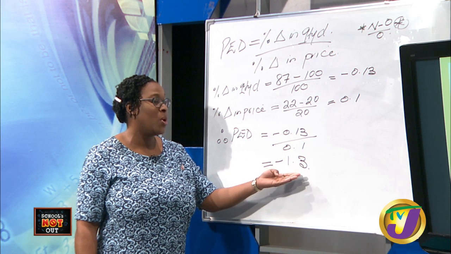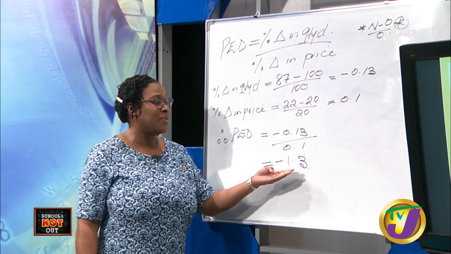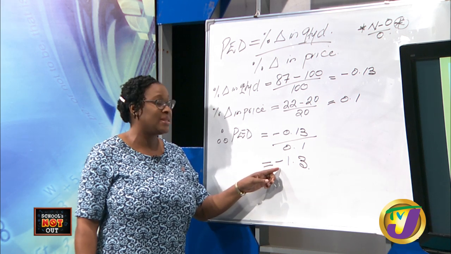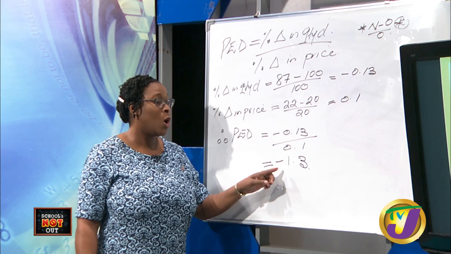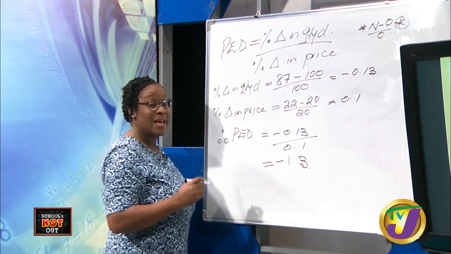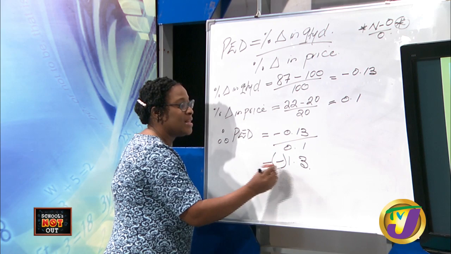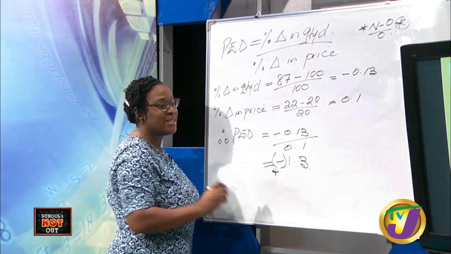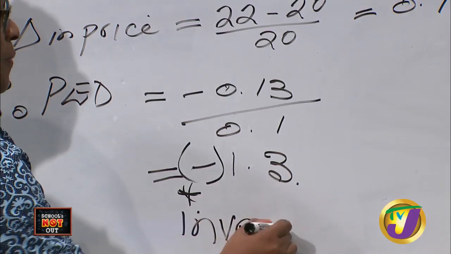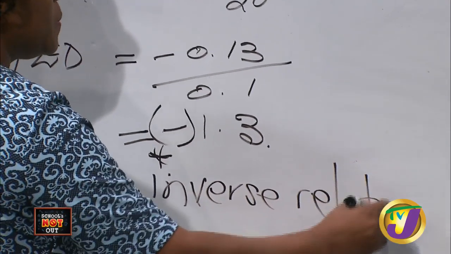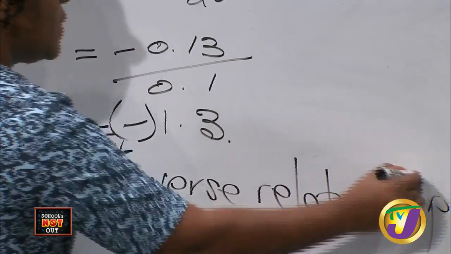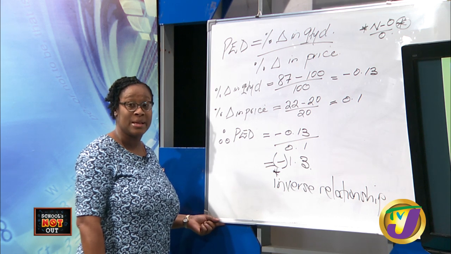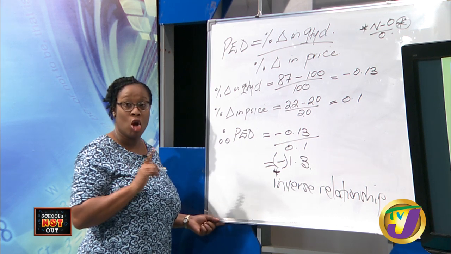From a mathematical point of view, if I ask you if this is greater or less than 1, and you're looking at a negative sign, you're going to say to me it is less than 1. However, for economics, the price elasticity of demand, we ignore the negative sign because it's just there to denote that there is an inverse relationship between price and quantity demanded, which is supported by the law of demand.